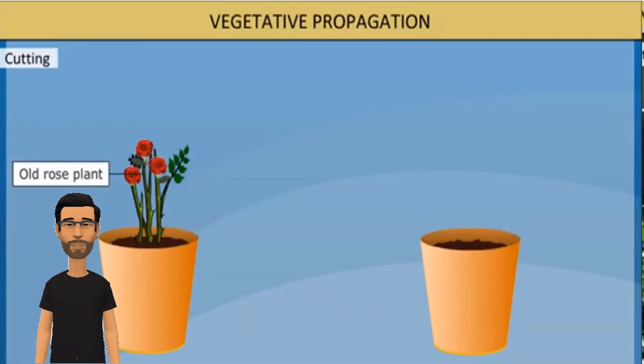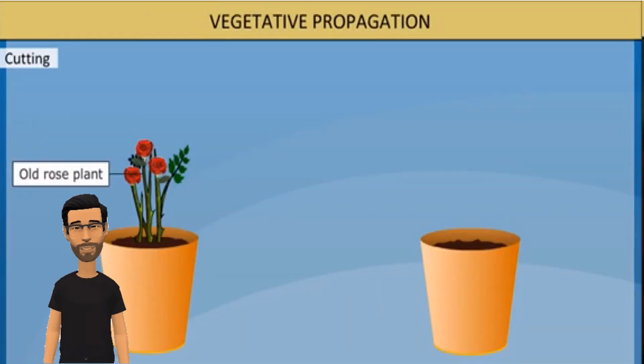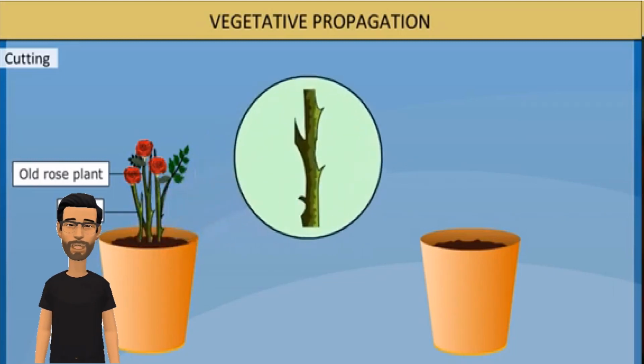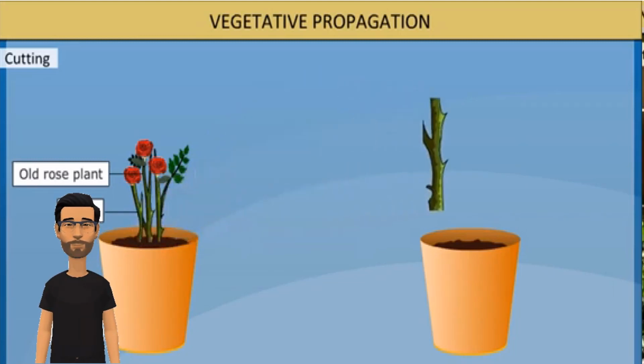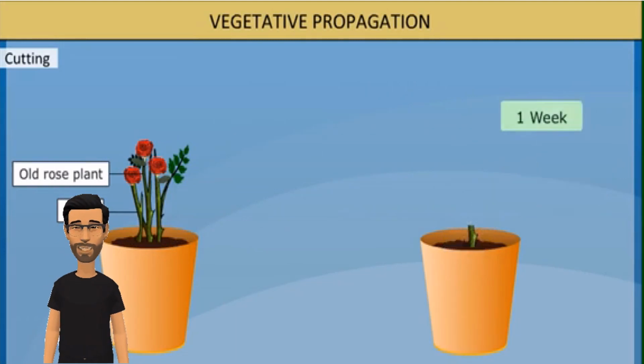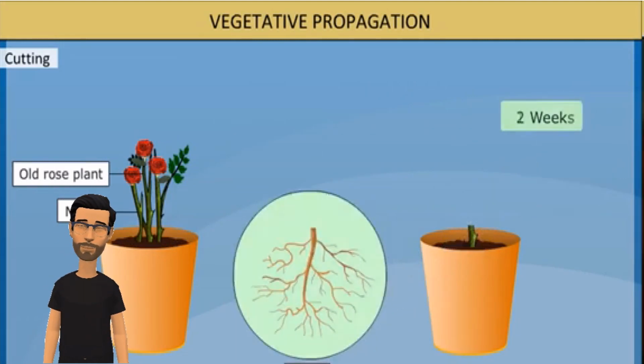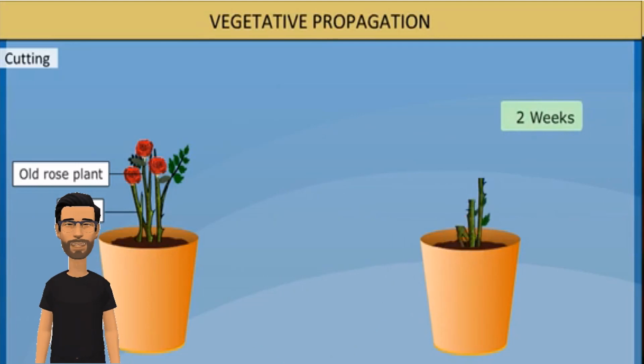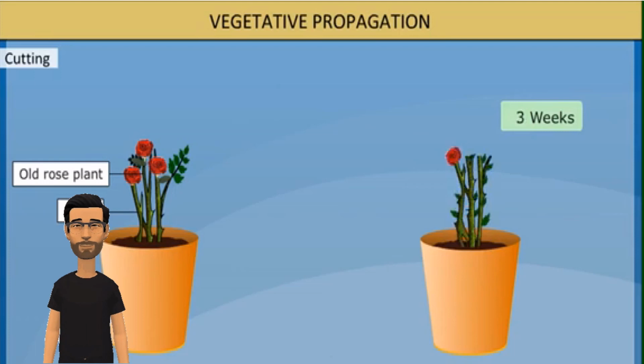In this method, a new plant is produced from the branch of rose containing the node, called a cutting. The cutting of a plant is buried under soil and is watered regularly. After 1 week, roots come out. After 2 weeks, a stem with new leaflets arises, and after the 3rd week, the flower bud develops into a complete flower.